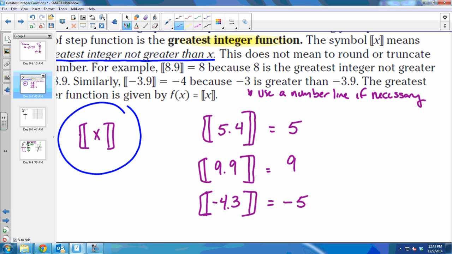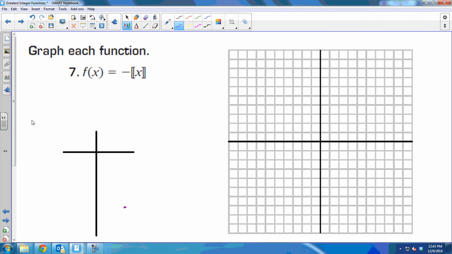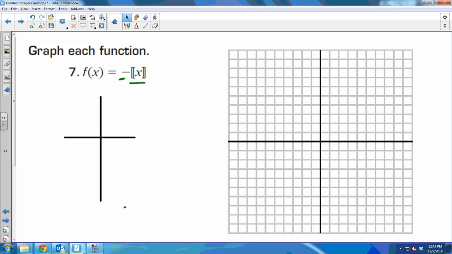We've got a graph, and I will do more examples if I need to today, but I have one on your note sheet and one on here. So it's to graph the function, and it says negative greatest integer of x. Now, the negative is not inside the brackets. So the negative is going to be like an after thing when you do the table.